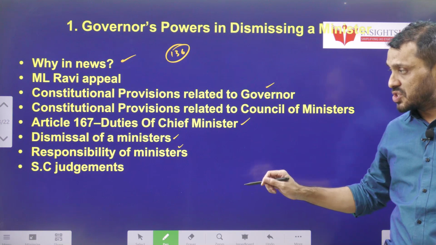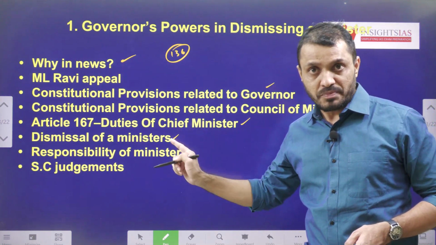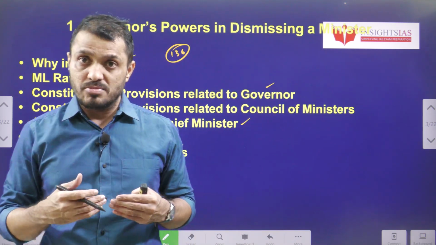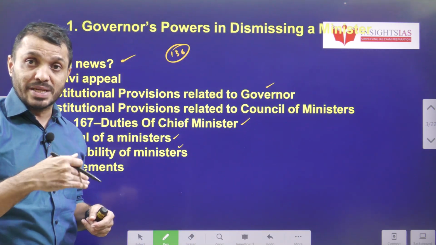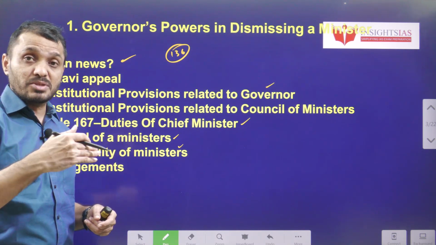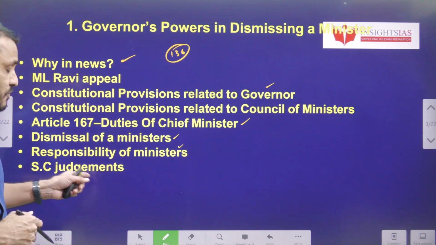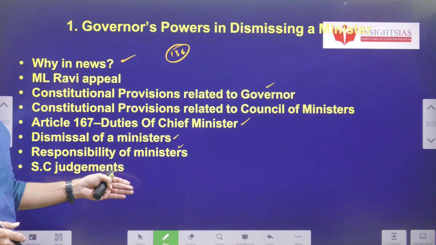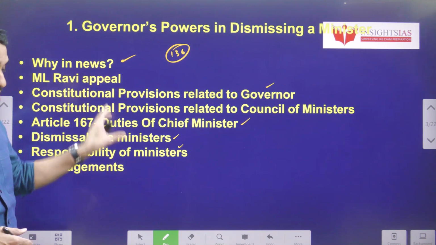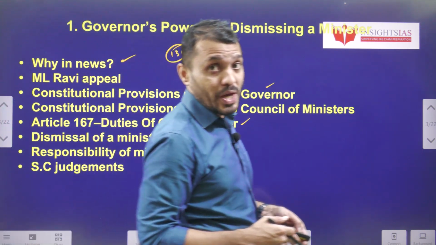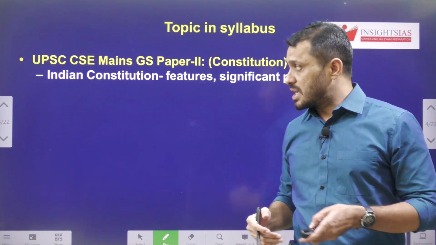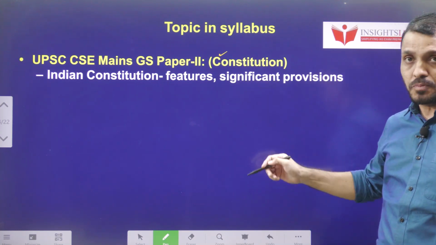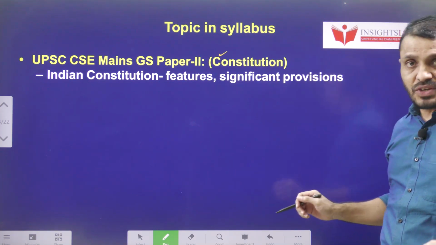Then the responsibility of ministers. Ministers have obligations regarding two types of responsibility: one is collective responsibility, the other is individual responsibility. We will discuss which comes at what time. Finally, we will discuss Supreme Court judgments, mainly the Nabam Rebia judgment and some other judgments. These are the video components we are going to discuss. Next, the syllabus mapping. This topic is related to UPSC Mains General Studies Paper 2: Indian Constitution, features and significant provisions.